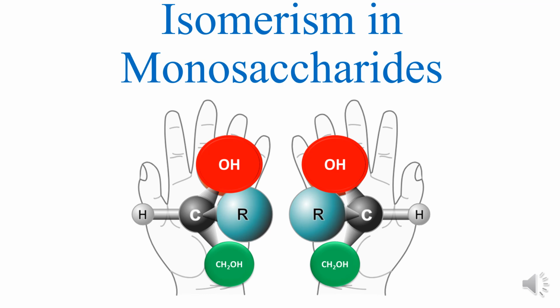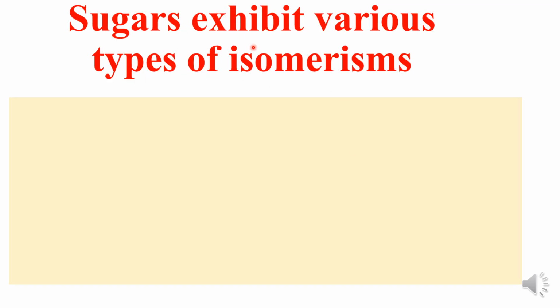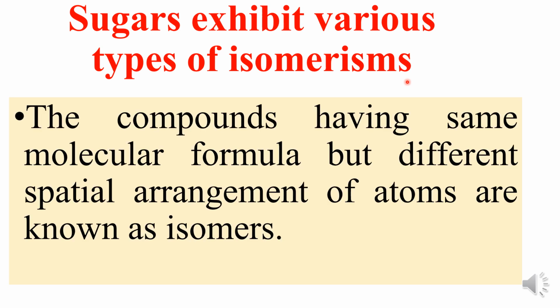Today's topic is isomerism, which is a property of monosaccharides. Sugars exhibit various types of isomerisms. So, let us see what isomerism is. Compounds having the same molecular formula but different spatial arrangement of atoms are known as isomers. Now let us look at the different types of isomerism shown by monosaccharides.